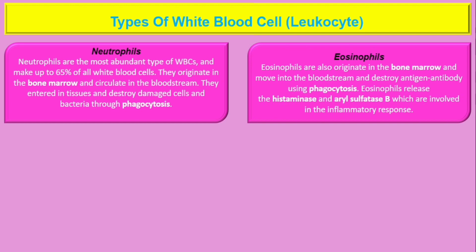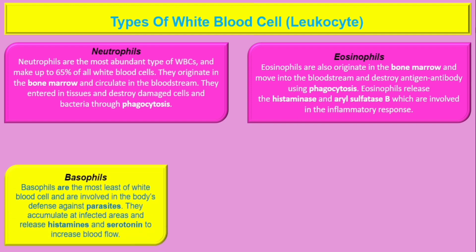Eosinophils. Eosinophils also originate in the bone marrow and move into the bloodstream and destroy antigen-antibody complexes using phagocytosis. Eosinophils release histamine and arylsulfatase B, which are involved in the inflammatory response. Basophils. Basophils are the least abundant of the white blood cells and are involved in the body's defense against parasites. They accumulate at the infected area and release histamine and serotonin to increase the blood flow.